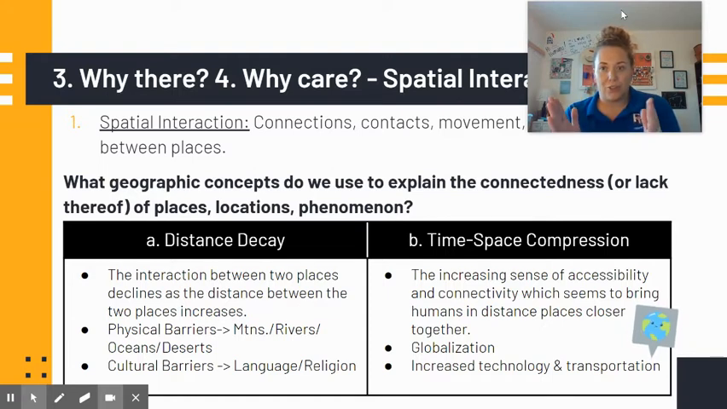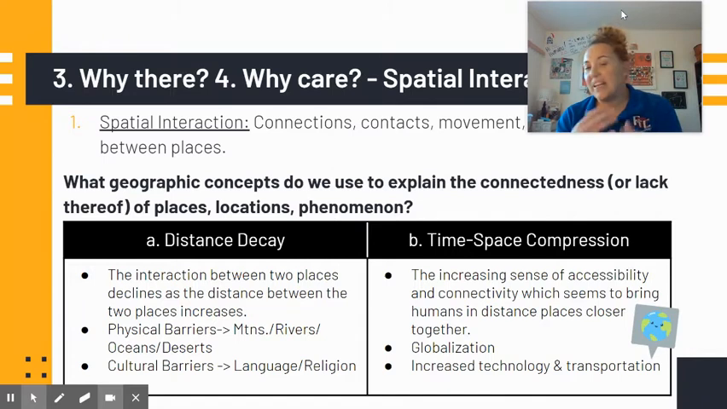That would prevent too much interaction, and then cultural barriers. So the big ones would be difference in language, where it would make it hard to interact, and then religious differences.